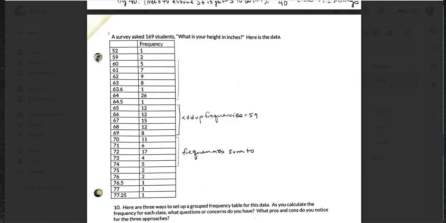Now, before we go too deep into this, we can notice that a lot of people were 64 inches tall. That's quite a few people. 64 would be 5 feet 4 inches. And the next most popular response was 72 inches, which is exactly 6 feet tall. And then there were a lot of other responses between those two popular values.